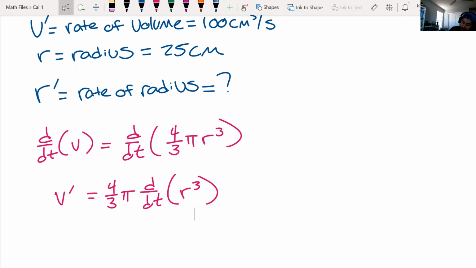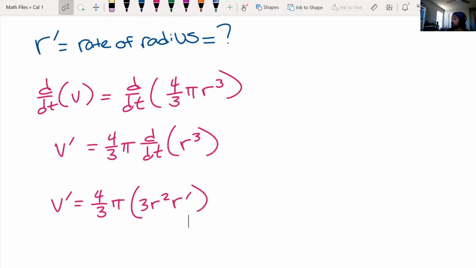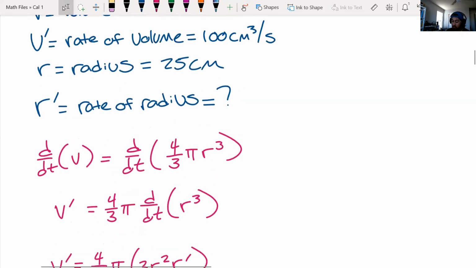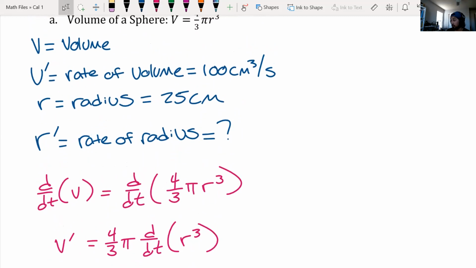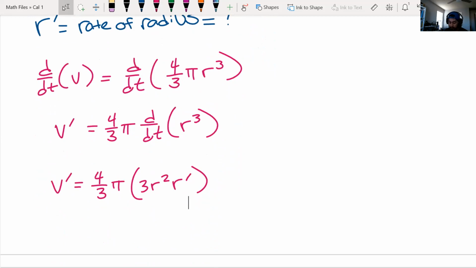Okay. And now we take this implicit derivative and we get 4/3 pi times the implicit derivative of r cubed. This is going to be 3r squared r prime. And now, if we look above when we labeled everything, we are going to solve for r prime. So let's go ahead and rearrange this whole equation for r prime.